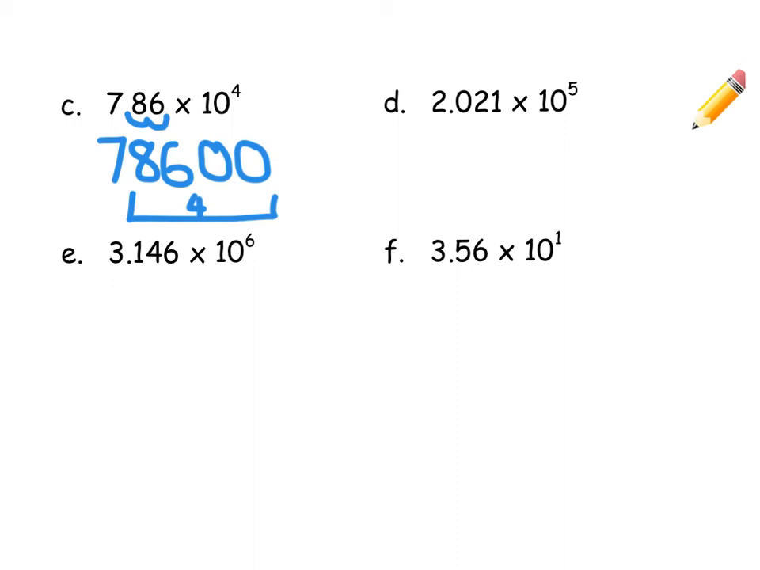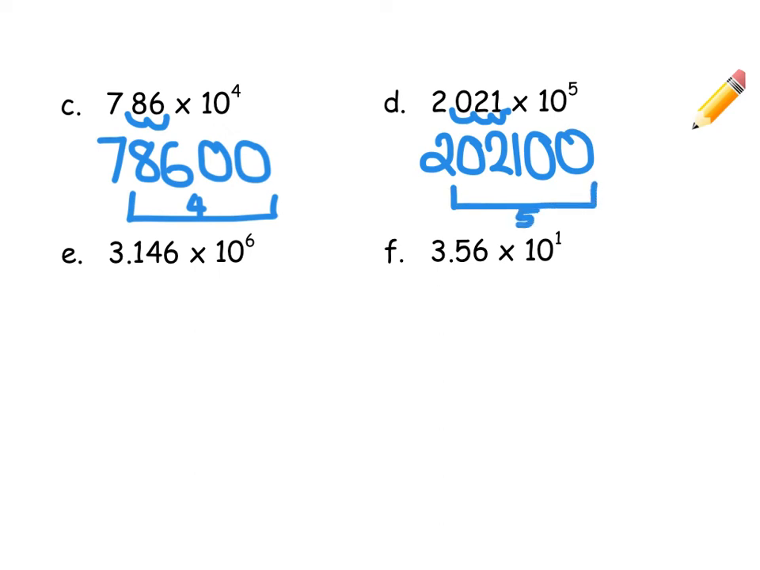My next number, 2.021 times 10 to the power 5. So I'm going to write down the 2021, and the 021 means I've moved it 3 places. 1, 2, 3. But I was to move it 5. So I've got another 2 to go. So another 2 zeros to add. And let's have a quick double check. Yep, there's 5 numbers after my 2.